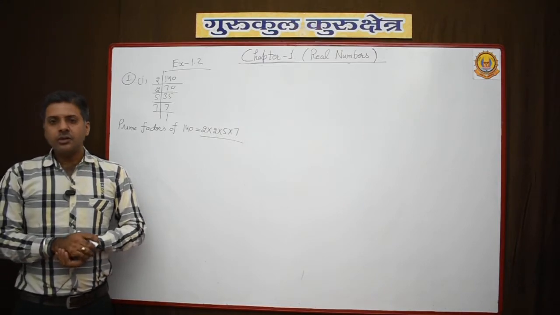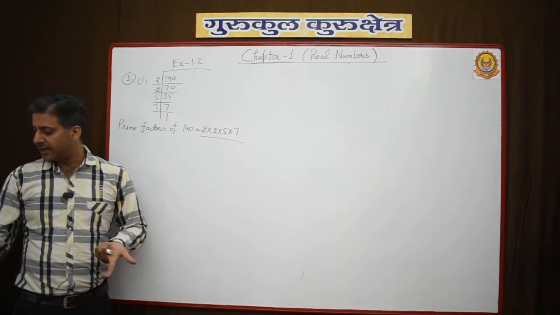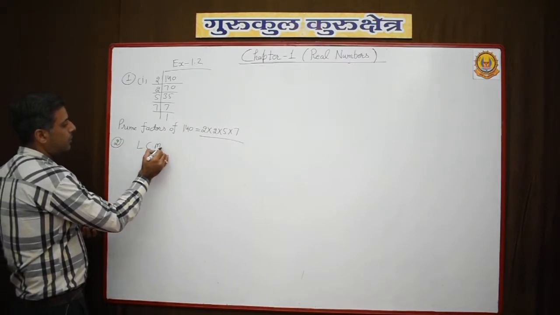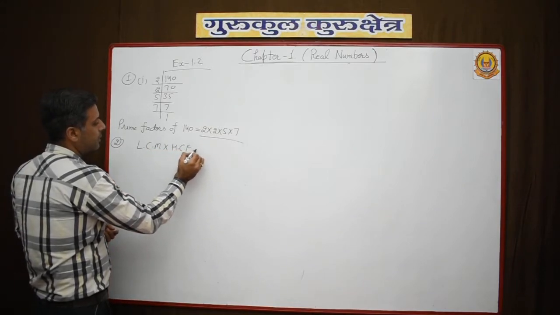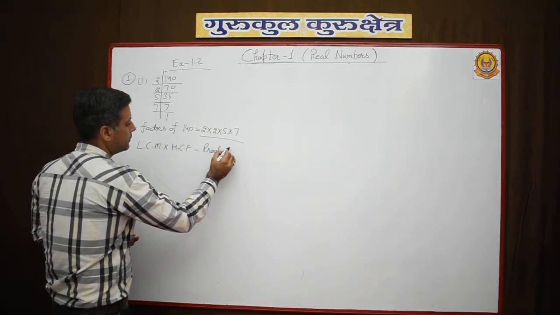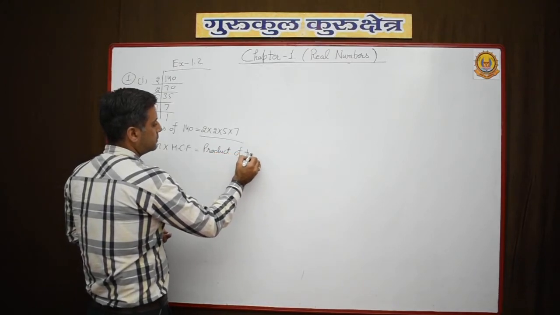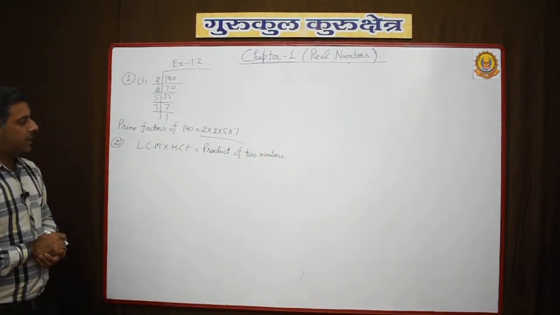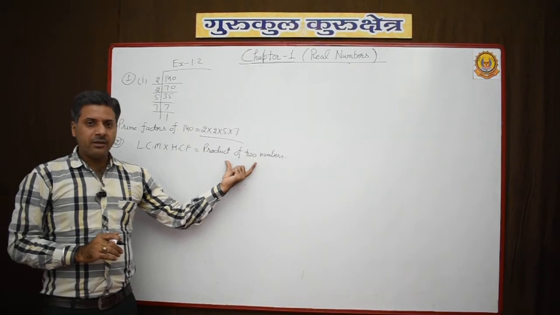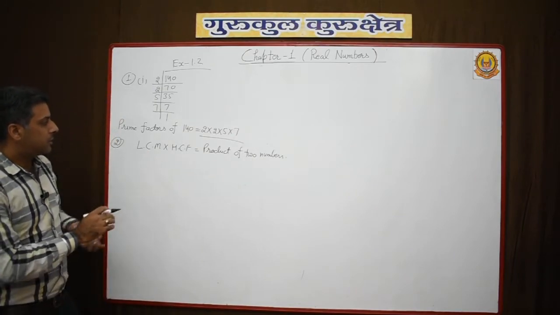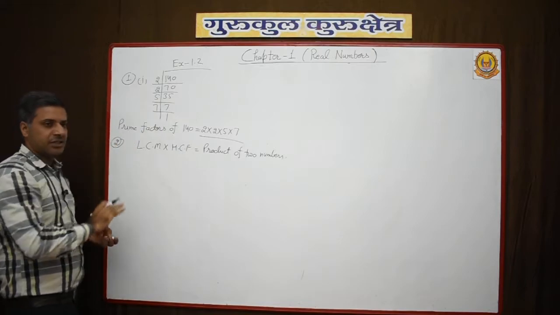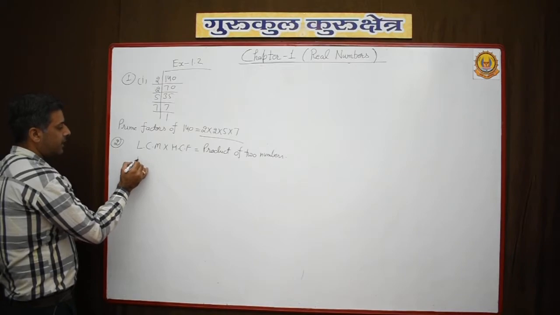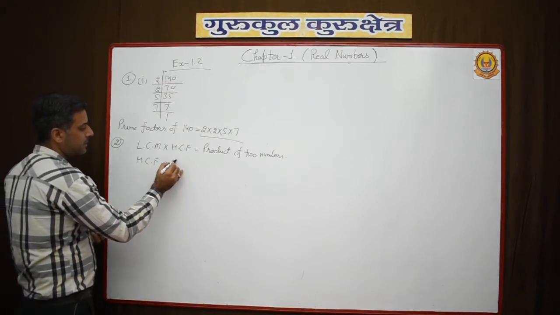And in question number 2, you have to find out the LCM and HCF of the given integers and verify the property that LCM into HCF is equal to the product of the two numbers. This property you can verify with the help of Euclid's division lemma or by prime factorization. Any method you can use. Suppose I have to find out the HCF and LCM of two numbers.